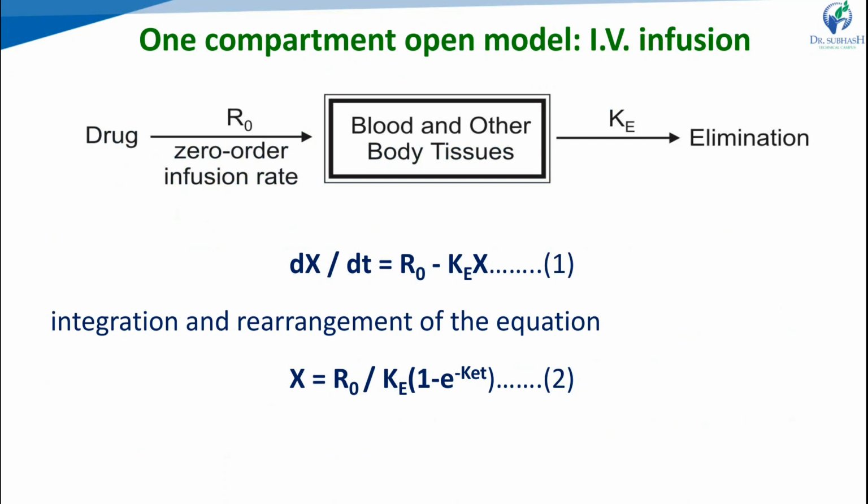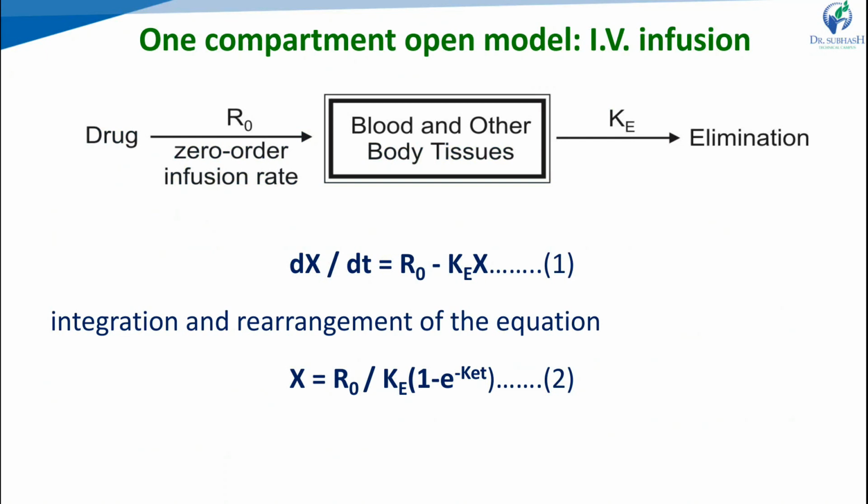So at any time during the infusion, the rate of change in the amount of drug in the body, dx by dt, the differential equation for the zero order IV infusion, becomes dx by dt is equal to R0 minus Ke into x. So x is the amount of drug in the body, Ke represents the first order elimination rate constant, and R0 represents the absorption part, the zero order infusion rate.